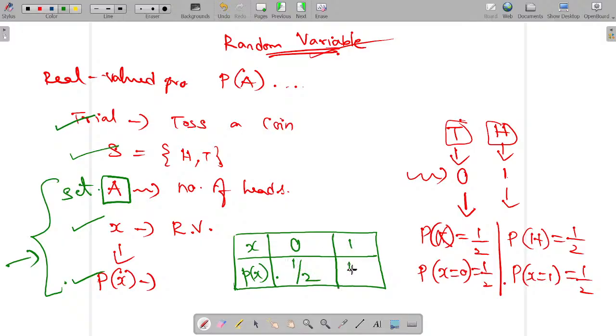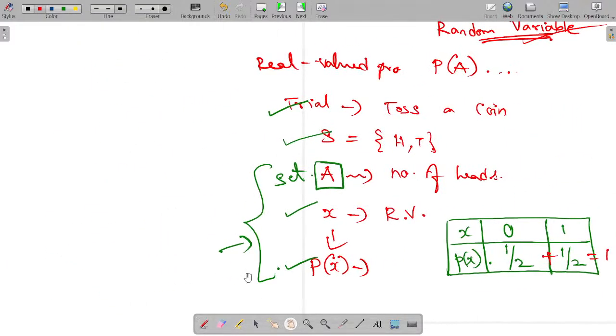X takes the value 1, probability is half. If you add these two, that's the total probability, right? What should come? It should be 1. Okay. For more convenience sake, let me go for 2 coins.